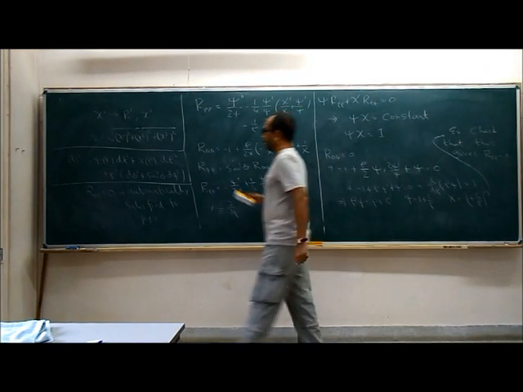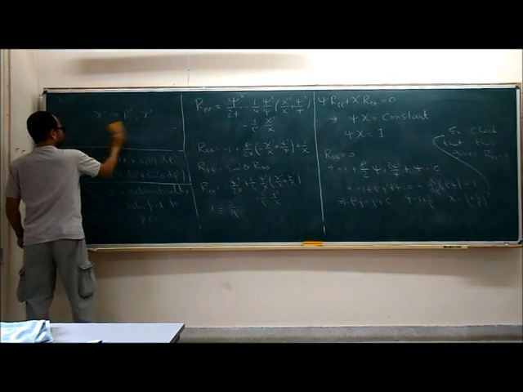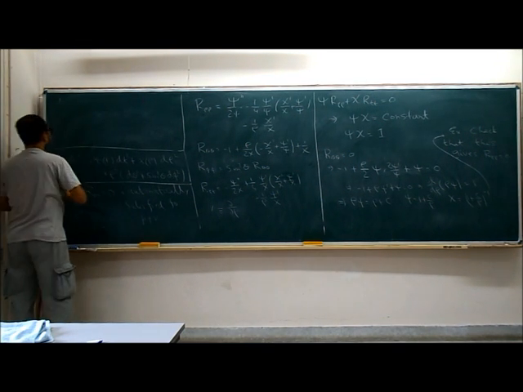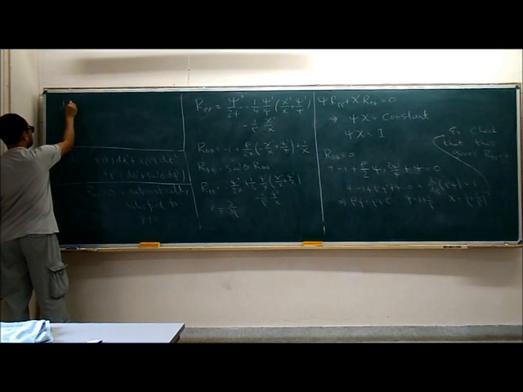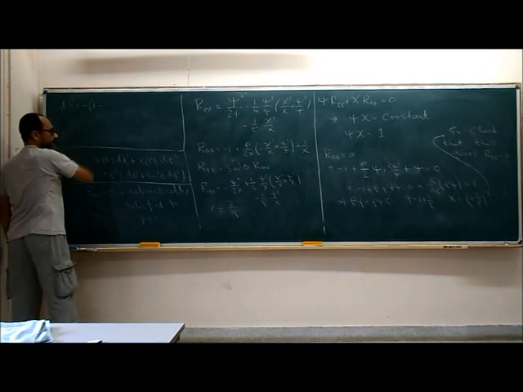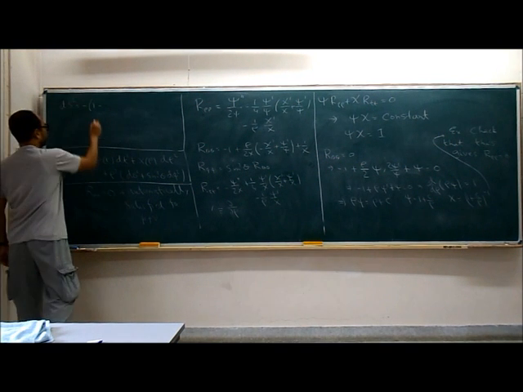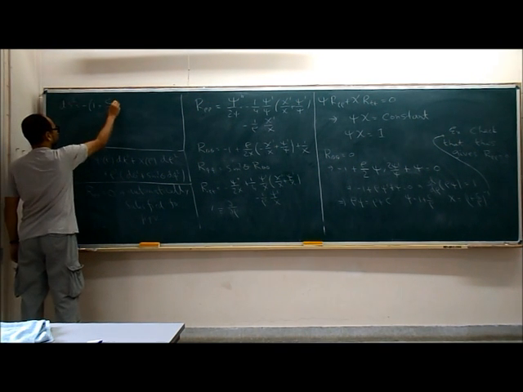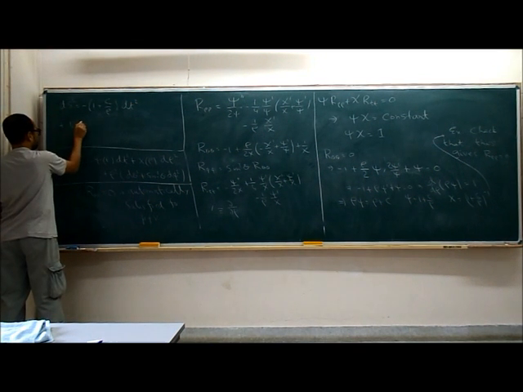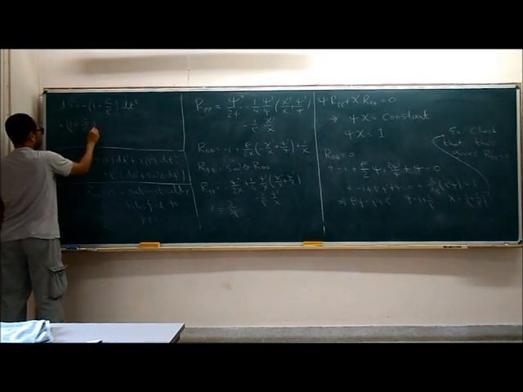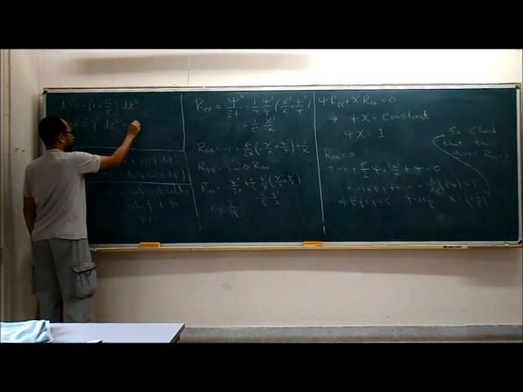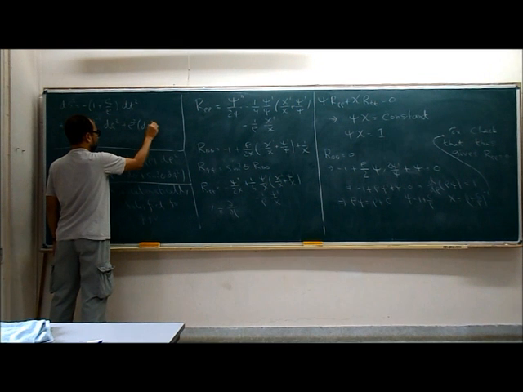So let me write the solution then. ds squared equals minus 1 plus c over rho, times dt squared, plus 1 plus c over rho inverse, times d rho squared plus rho squared d theta squared plus sine squared theta d phi squared.